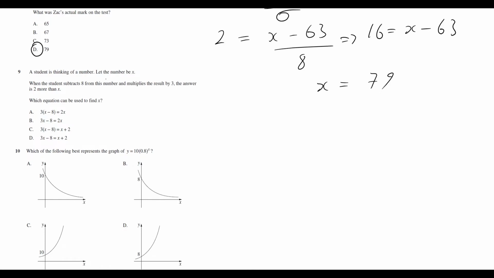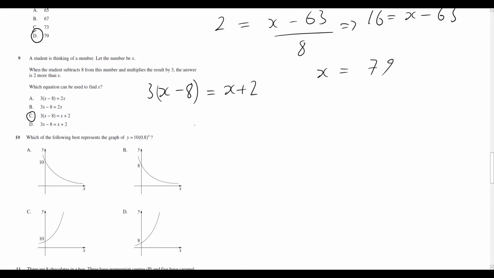So let the number be x. When the student subtracts 8 from this number, okay, so right off the bat, we are taking 8 away from this number, x, and multiplies the result by 3. So that means now we need to put brackets around that and times it by 3. So I'm just going to put that 3 out the front there. The answer is 2 more than x. Okay, so 2 more than x, that's just another way of saying x plus 2. Okay, so let's quickly look through our different options here and let's see if any match. And well, we see that option C is a perfect match. So there we are. That's our answer for question 9. Question 10.